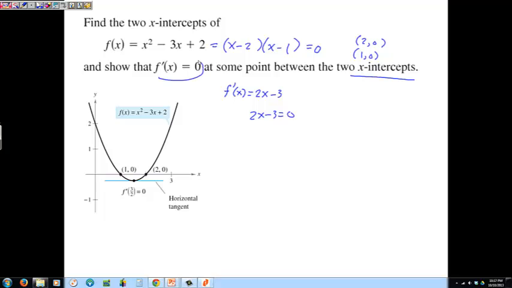If I want the derivative to equal 0, we make 2x minus 3 equal to 0. Right? We took the derivative and made it equal to 0. We solve this: 2x is equal to 3, and x is equal to 3 over 2. And the 3 over 2 is right here, 1.5. 3 over 2 is 1.5. At 1.5, it's going to have a horizontal tangent line. Okay, that's a nice illustration of this.